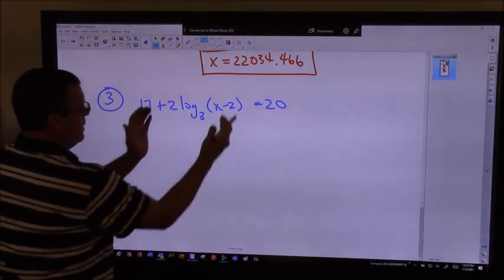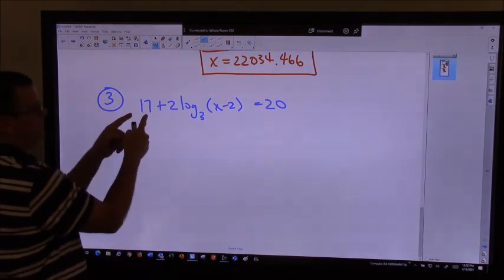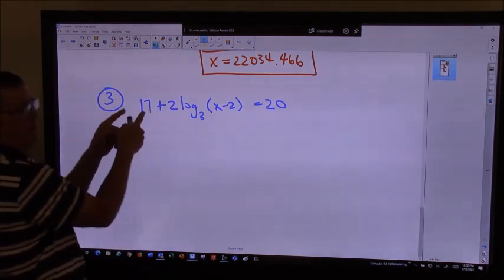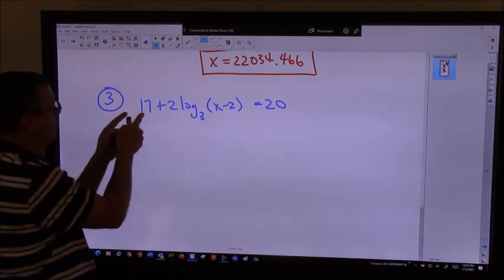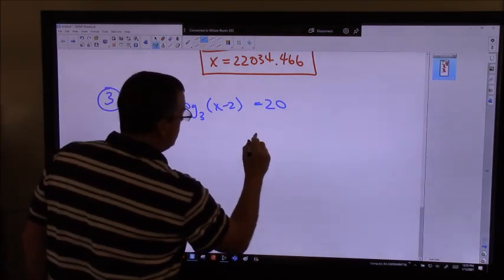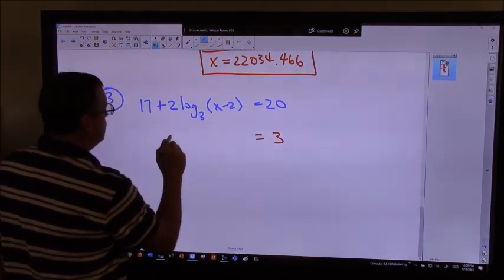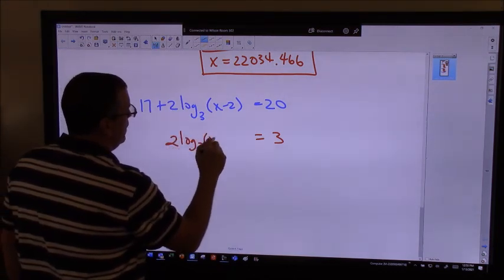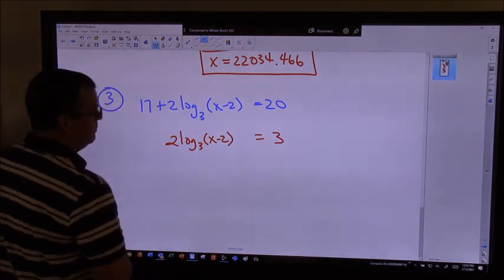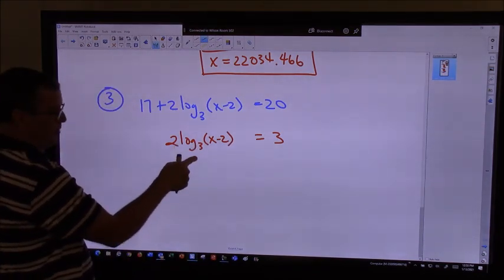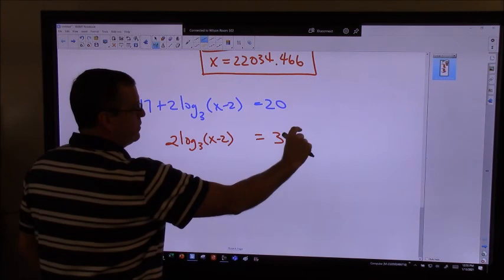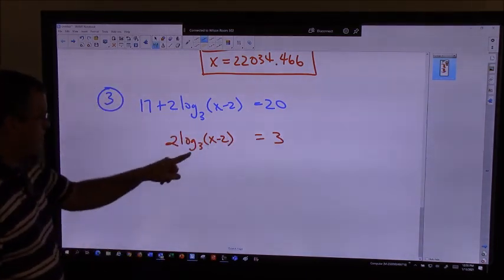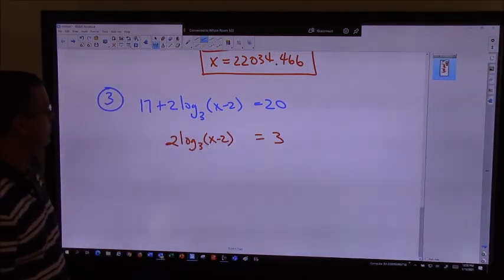All right, so I've got to get this part by itself first, which means I have to get rid of the 17. So I'm going to subtract 17 from both sides. If I move it over here and subtract, I just get 3. So I still have 2 log base 3 of x minus 2. Remember that subscript is written a little bit lower. Everything else is written at the same level. It's just the base for that log function that's written down lower.